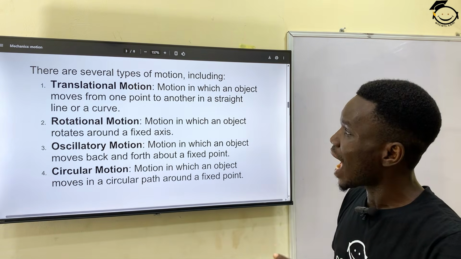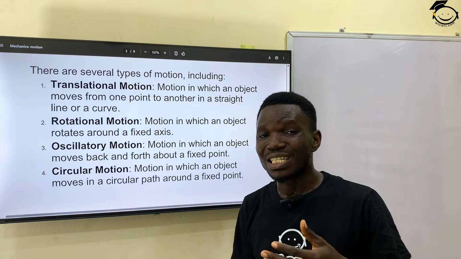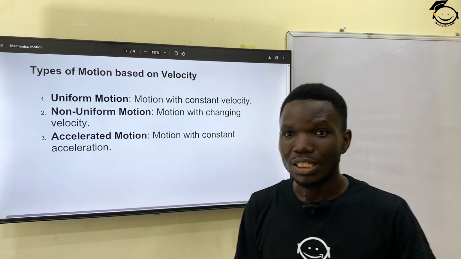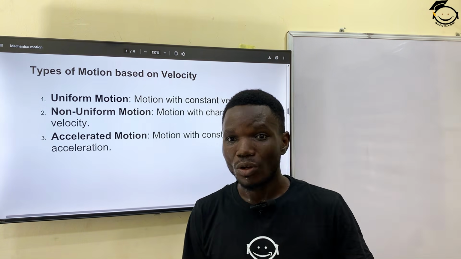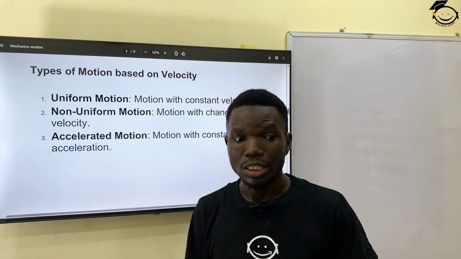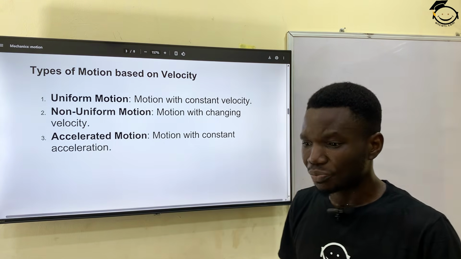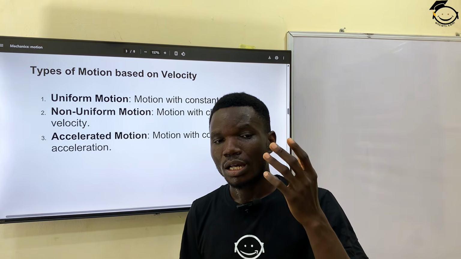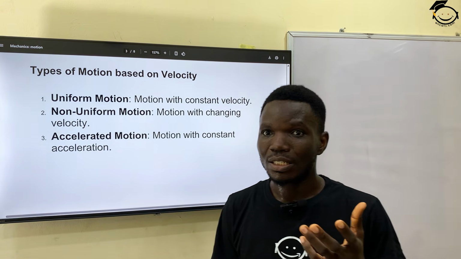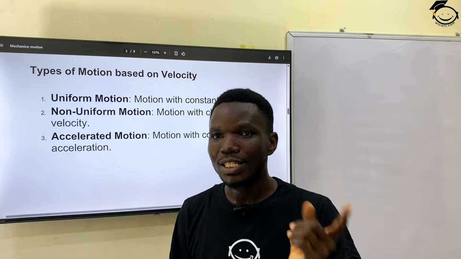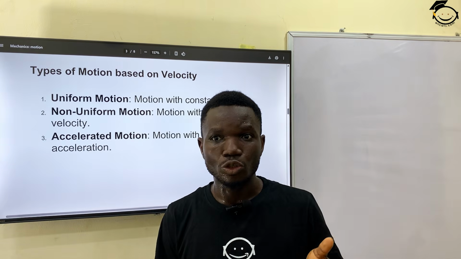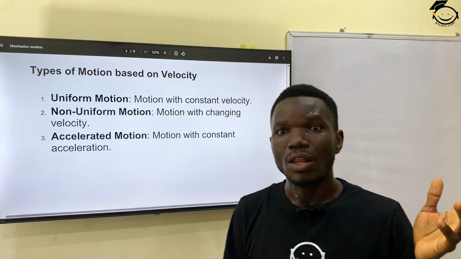Each one of these motions is a phenomenon that we can see in our day-to-day activities. Like translational motion, you can see it in a bike moving from one point to another on a straight road. You can see oscillatory motion in a pendulum bob that is being lifted during a physics experiment. Then you can also see rotational motion in fans. Your fans are moving about a fixed point, so they are rotating. And then you can see circular motion in a cyclist doing a race along a circular path.